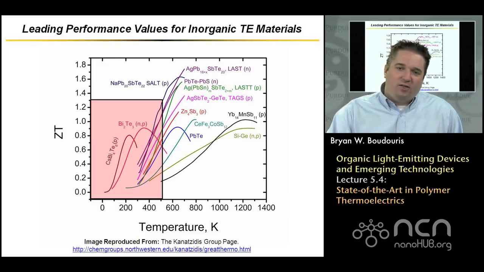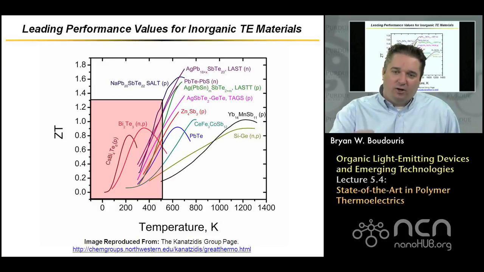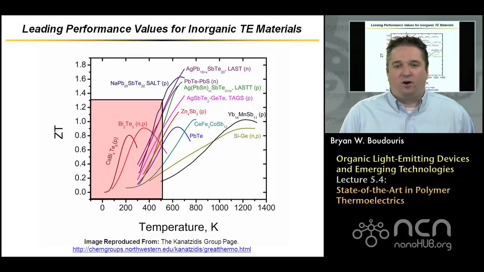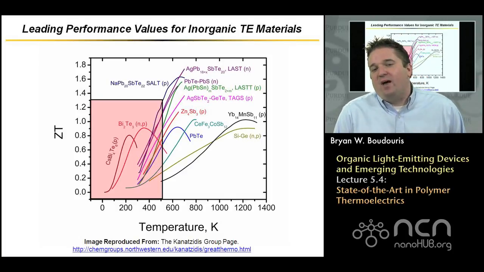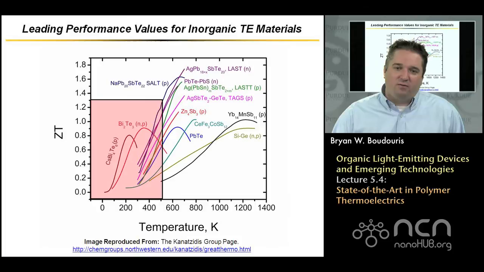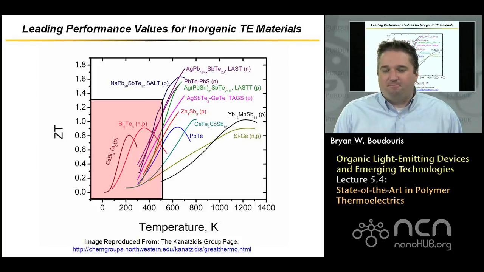Okay? So with that in mind, when we look at our polymer thermoelectric materials and we look at the ZT values that we can calculate for our polymer materials, and we measure our ZT values experimentally for our polymer thermoelectric devices, we really need to keep the benchmark of the best materials in the world is between 0.8 and 1. Okay?